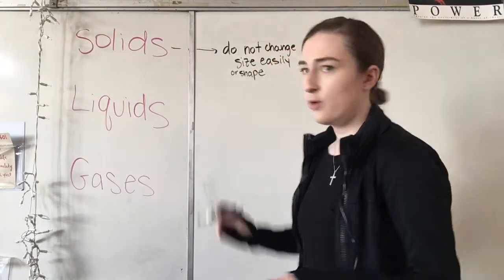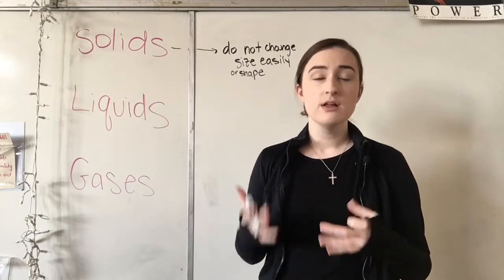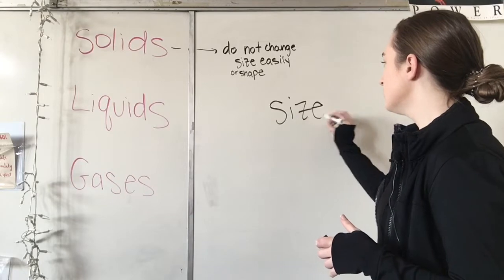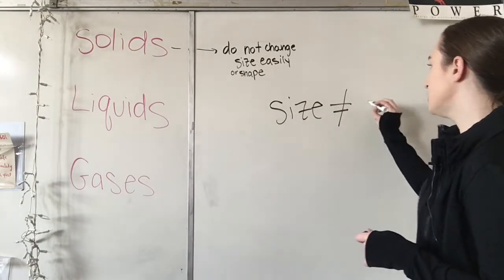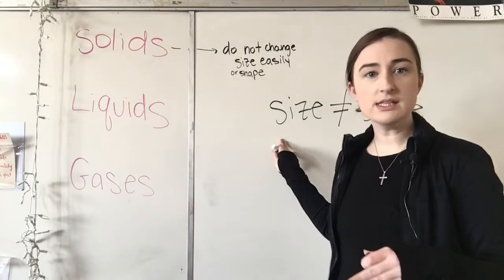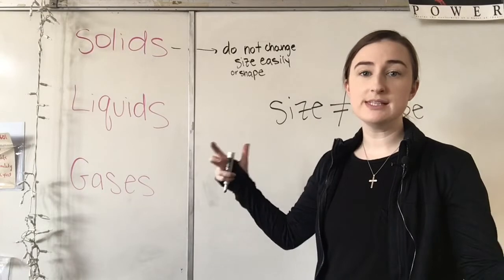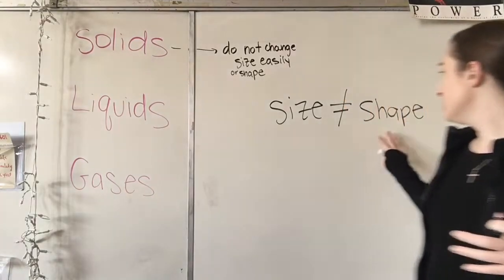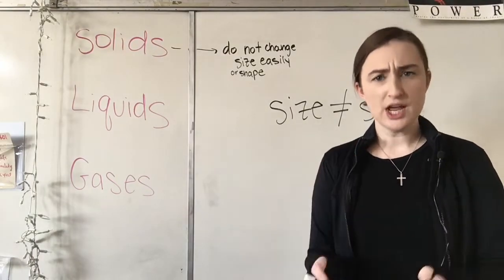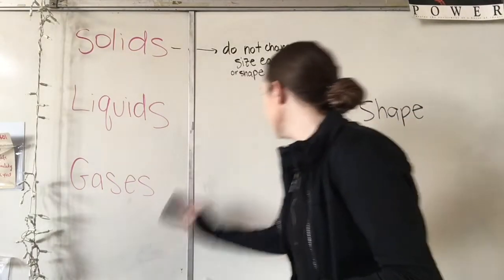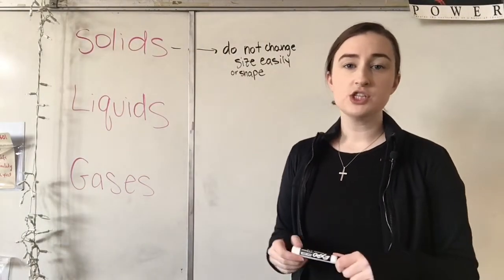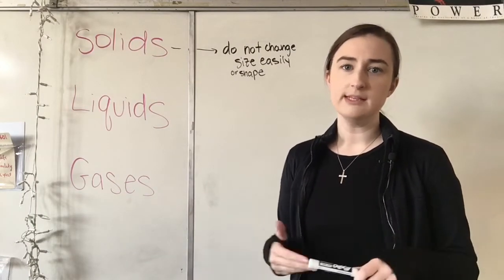Now, a lot of people were confusing size and shape. Let's get this clear. Size does not equal shape. Size means how big something is or how much space it takes up in the world. Shape is like a triangle, a square, a circle. What shape is it? So when we're talking about solids, they do not change size or shape easily.